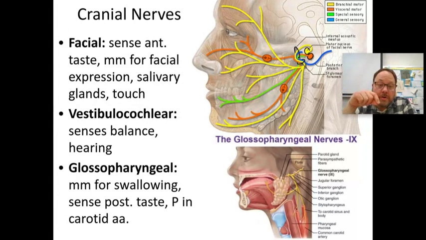The vestibulocochlear nerve is all about sensory. The cochlear part is about hearing, and the vestibular part is about balance. So hearing and balance in the inner ear are detected or have signals sent through the vestibulocochlear nerve. Glossopharyngeal. Glosso means tongue. Pharynx means throat. So glossopharyngeal nerve, again, it's sensory in terms of determining taste in the back part of the tongue or posterior part of the tongue. And it controls muscles that are used for swallowing.